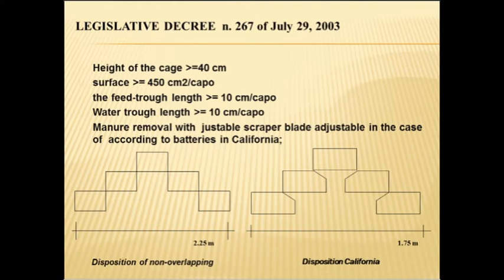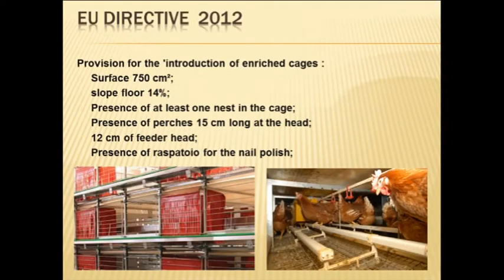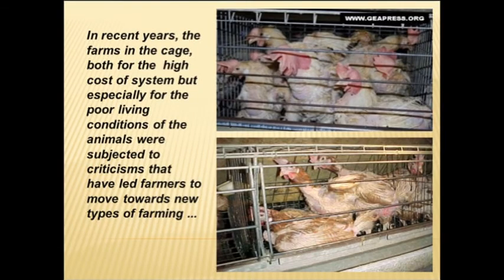The legislation expected two types of cages: non-overlapping arrangement and California arrangement. The new directive expected larger cages, the presence of at least one nest in the cage, and the presence of perches. In recent years, cage farms, both for the high cost of the system but especially for the poor living conditions of the animals, were subjected to criticism that has led farmers to move towards new types of farming.